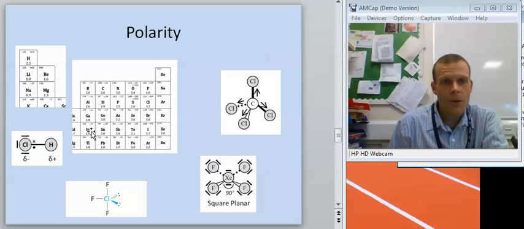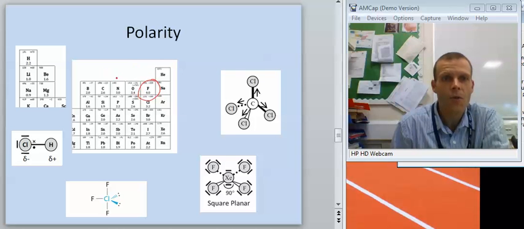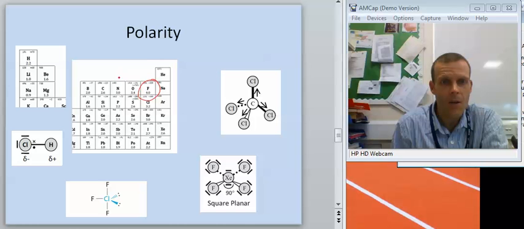So we need to also talk a little bit more about polarity in some of these molecules. And polarity is arising because we've got uneven sharing of a pair of electrons. And we talked earlier in the periodicity unit about electronegativity. So fluorine is the most electronegative atom. And electronegativity is how strongly an atom pulls electrons towards itself in a covalent bond.